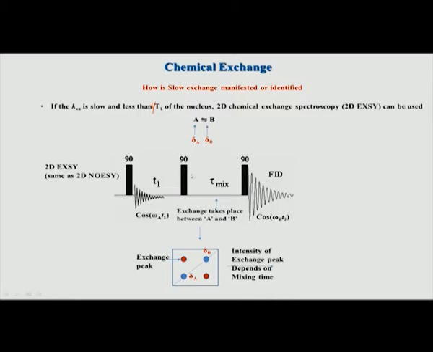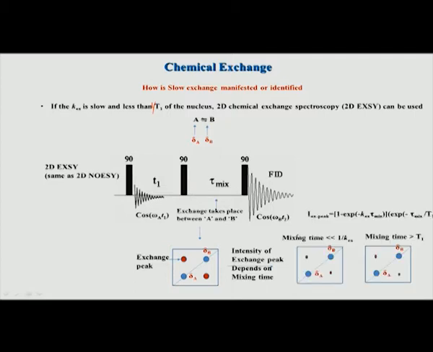Now, if I give a very short mixing time, that means I am not allowing the two, A and B, to exchange. But if I give a very long mixing time, then the relaxation of A and B will start happening, that is T1 relaxation. Therefore, I cannot give too long a mixing time, neither can I give too short, because if I give too short, this peak will be very weak in intensity. If I give too long, again it will be weak in intensity because of the T1 relaxation.